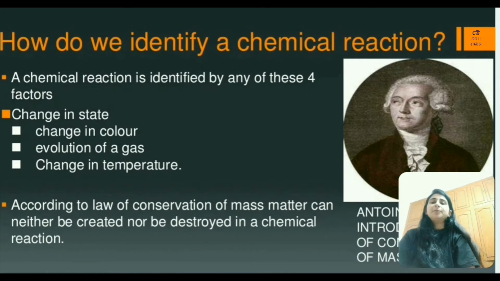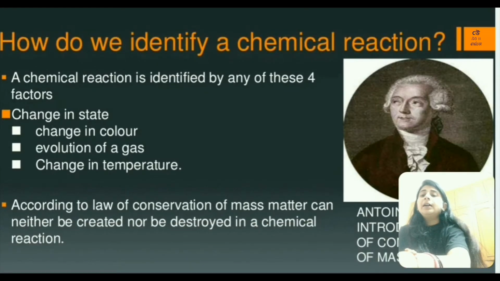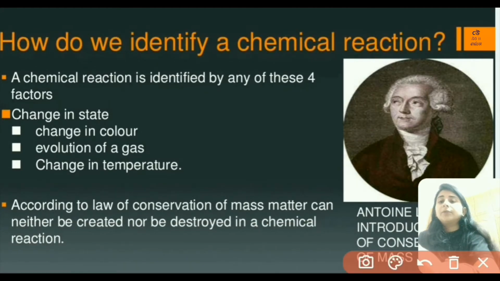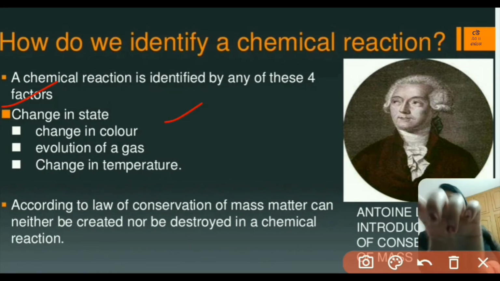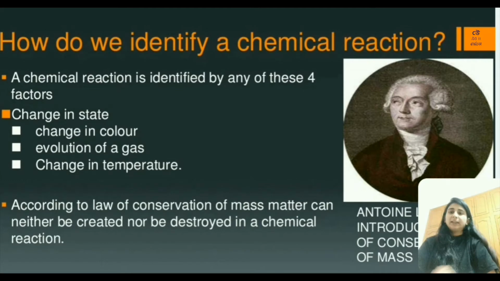So the first statement says that a chemical reaction is identified by any of these 4 factors. Number 1, change in state. Number 2, change in color. Number 3, evolution of a gas. And number 4, change in temperature. So students, whenever any of these changes is observed, starting with change in state, then change in color, evolution of a gas, and lastly change in temperature, we will say that a chemical reaction has taken place.